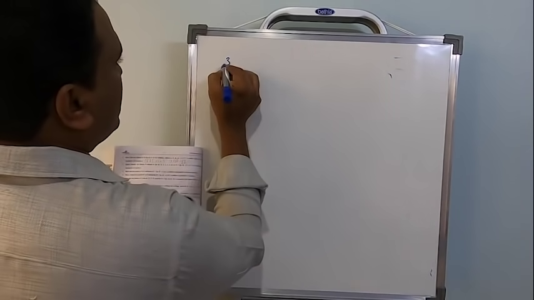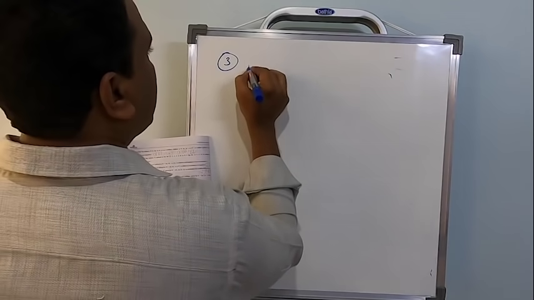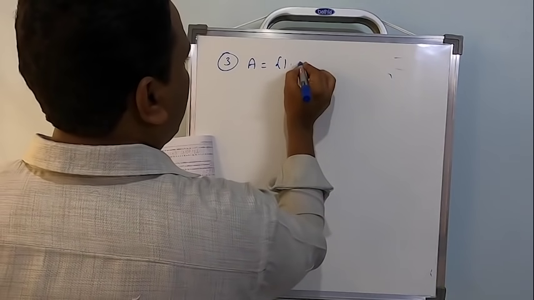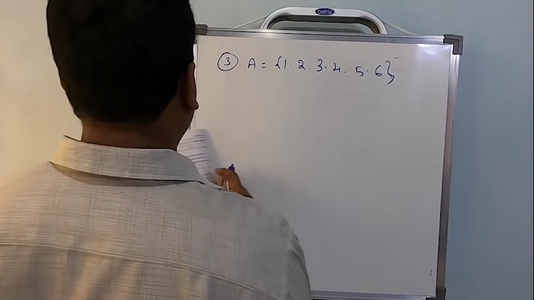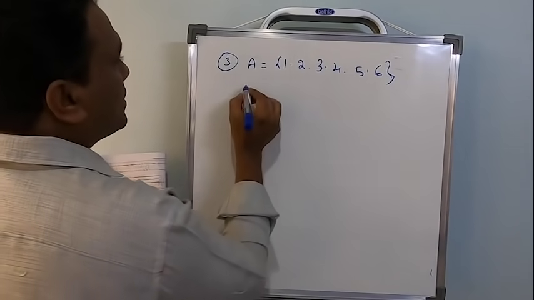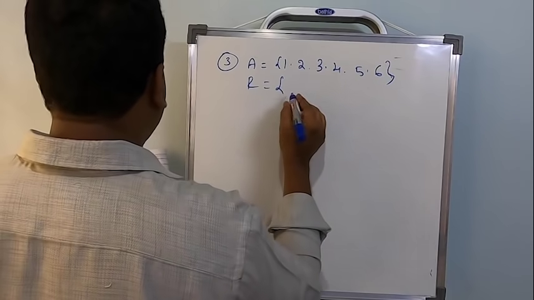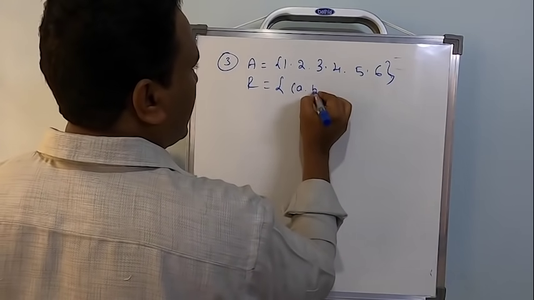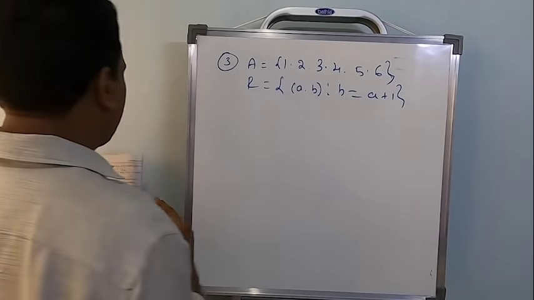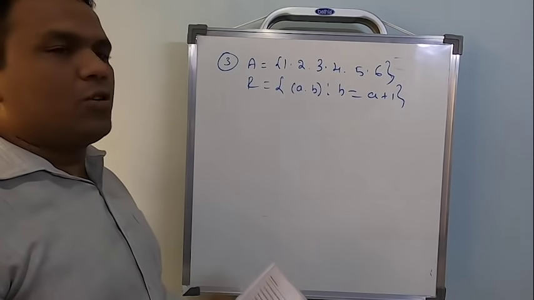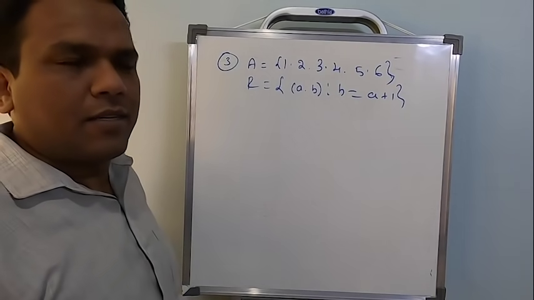Problem number 3. A set is given there. The set is {1, 2, 3, 4, 5, 6}. Okay. So on this, they have already defined a relation. The relation R contains ordered pairs (A, B) such that B is equal to A plus 1. So we have to check whether the relation is going to be reflexive, symmetric and transitive.